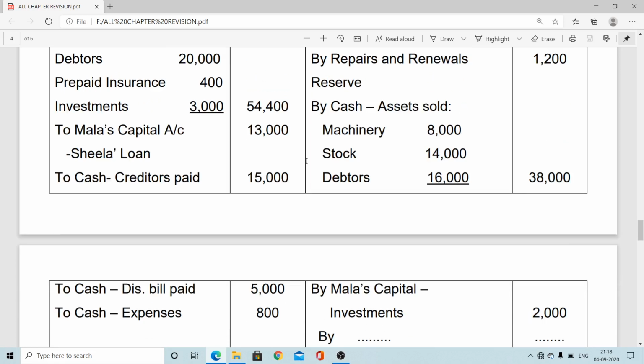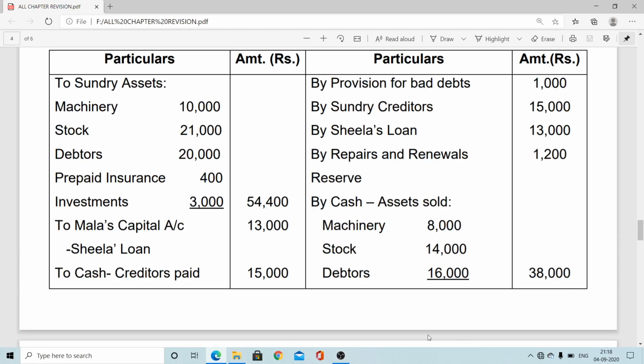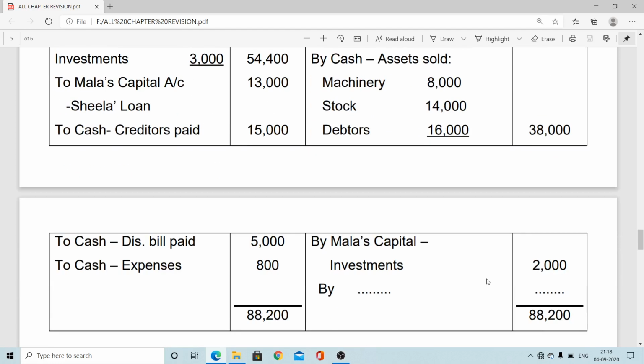If you see here, debit and credit are not equal, some amount of difference is there. So this is the missing figure which you have to find out. If you add this, all the figures provided here, it should be 88,200, but here it is not coming 88,200. So here is the missing figure, that is called loss on realization, because on this side profit is not provided, so automatically it will be profit or loss. So here it is loss on realization that is missing, and after calculating the loss on realization, the realization account will be completed.